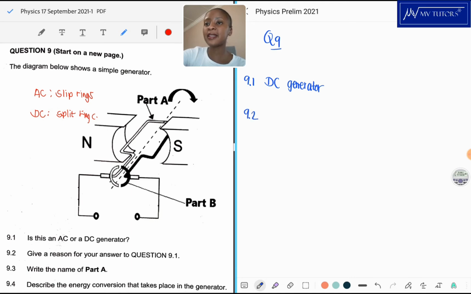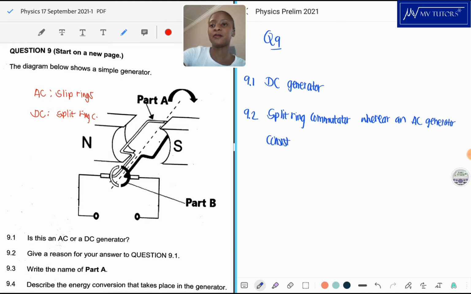All right, and then give a reason for your answer. Well, because we have a split ring commutator, whereas an AC generator consists of slip rings. I think that is worth 2 marks.